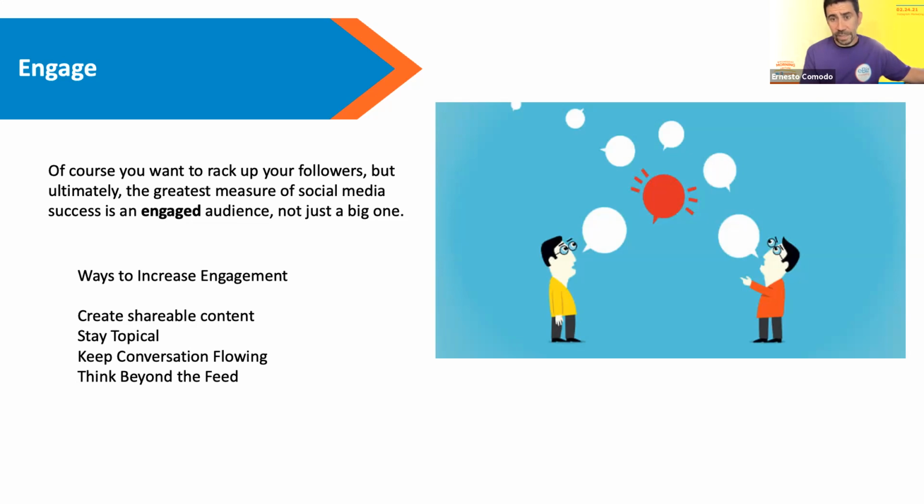Think beyond the feed. Comments or shares are great, but these public shows of engagement are not the only ways to see your audience cares. Private conversations like direct messages or story interactions are also powerful examples of an engaged audience. So make sure to treat them right and track those numbers too.